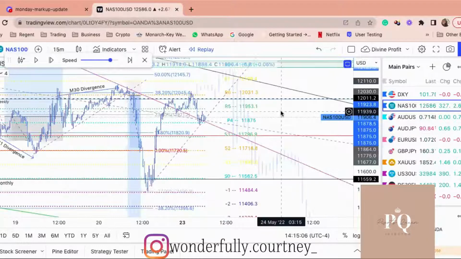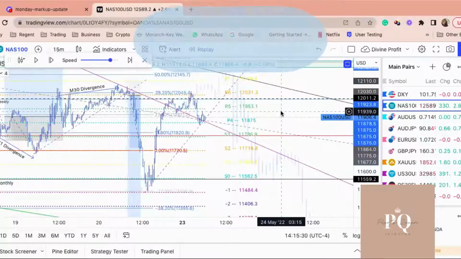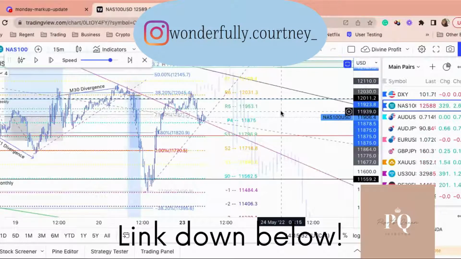Also, I have pivots on my chart, and I normally don't have pivots on when I share my markups on Monday, because I marked up first without pivots. But when I'm trading during the week, I do use pivots as a confirmation. So pivots is up here. I haven't explained pivots yet, but I will link a video down below on how you could get pivots like the ones I have. And yeah, let's hop into it.